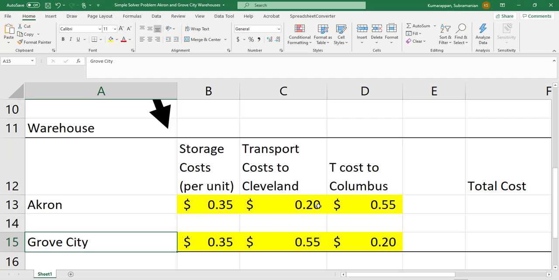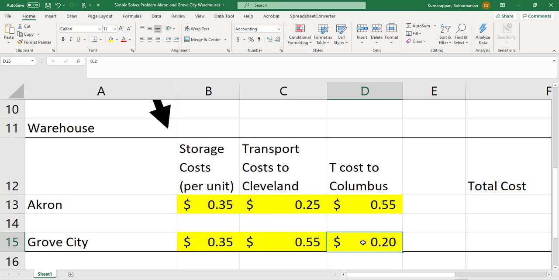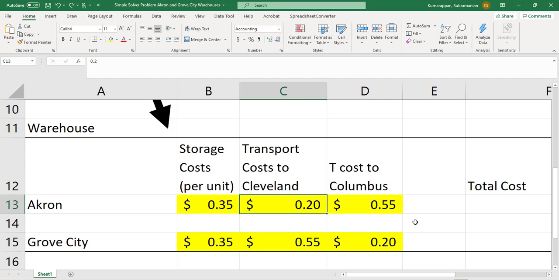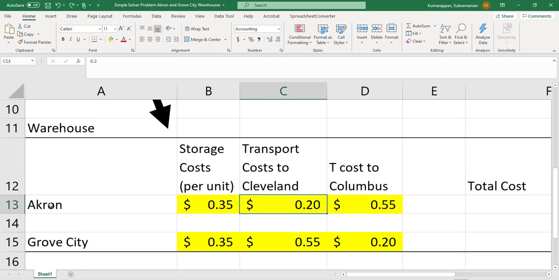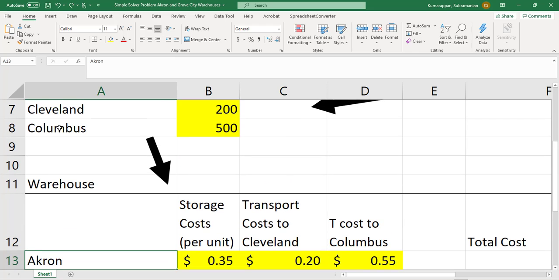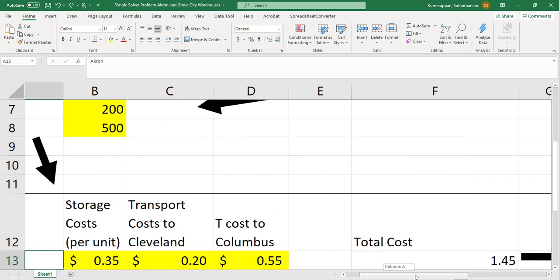When it comes to Grove City, it is close to Columbus, so I put 20 cents there and 55 cents. And you can very well change it to 0.25, and you can put this 0.3 and this one as 0.65. You can do anything you want. Now, just for the sake of simplicity, we will keep it simple. Now the question is, we have to decide whether we are going to use the Akron warehouse to sell to both Cleveland and Columbus, or Grove City to sell to both Cleveland and Columbus, or whether Akron will sell only to Cleveland and Grove City will sell only to Columbus, which is probably the reasonable thing.